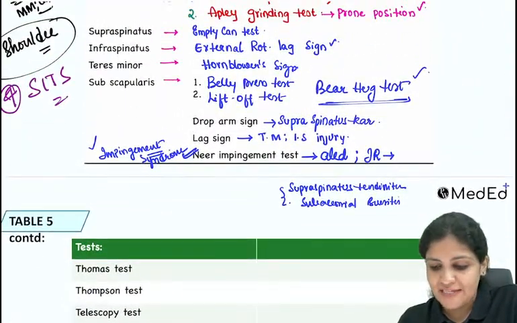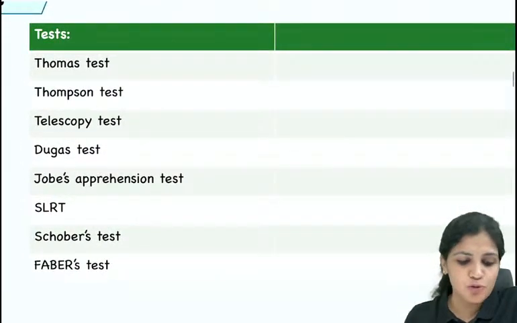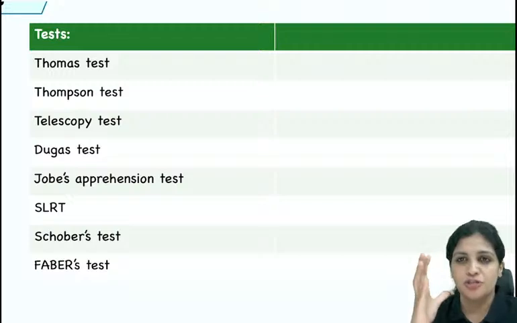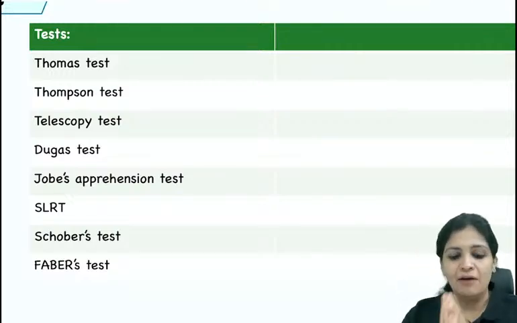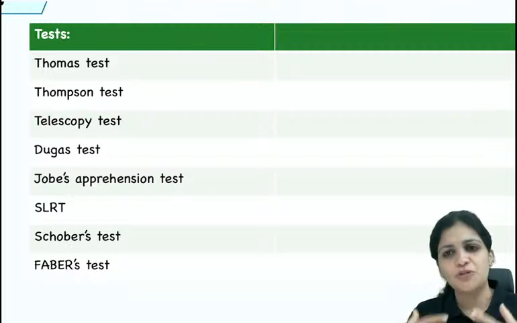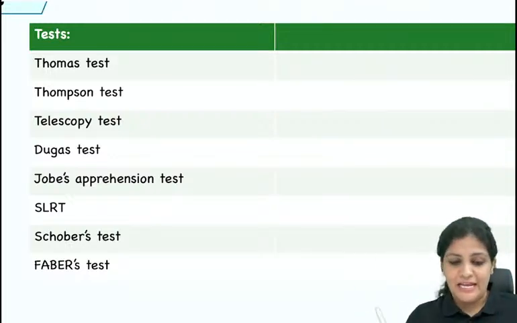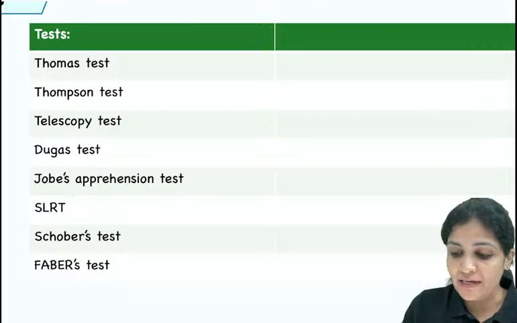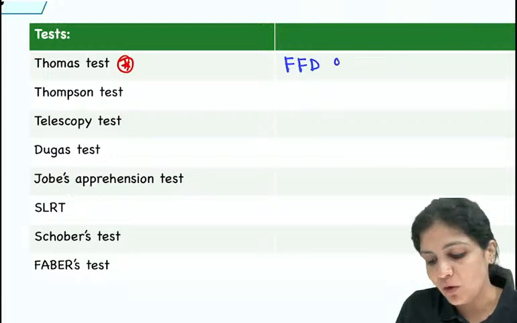So that is about the test. Okay. And now there are a few more tests. These are up to the sports injury, what I told you, the knee and the shoulder exclusively. Now let us read about some more important tests which we regularly see in the OPDs, like the Thomas test, the Thompson test. So Thomas test is very, very important. It is asked in the exam. So Thomas test is identifying the fixed flexion deformity of the hip.